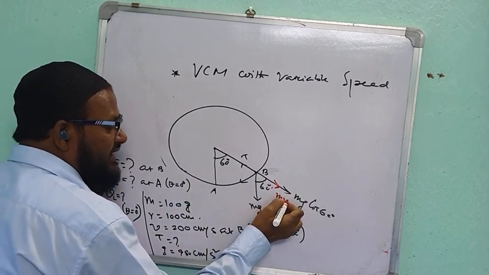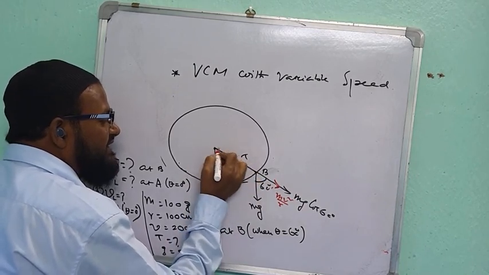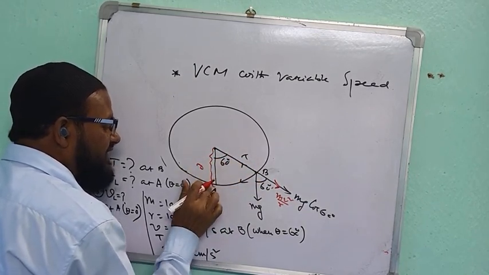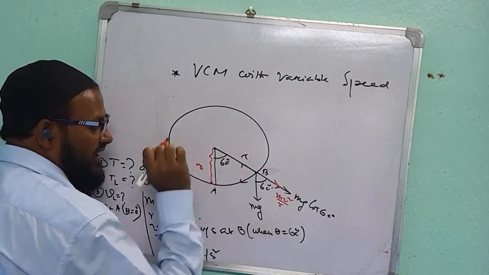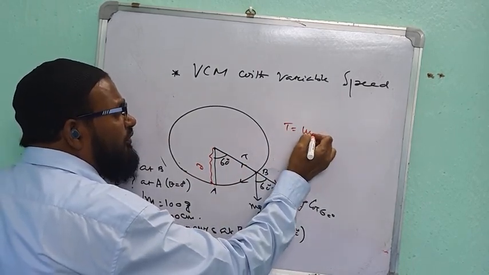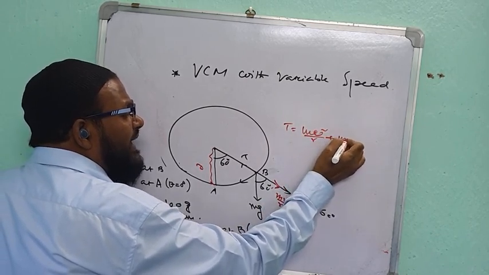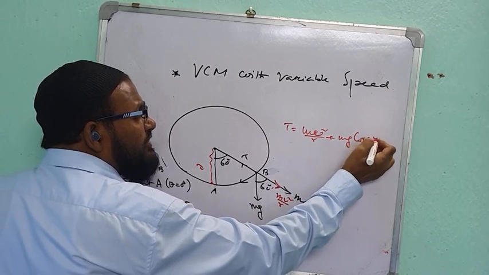So this is mv squared by r. What is r? This is the r. What is the tension? Tension equal to mv squared by r plus mg or 60.